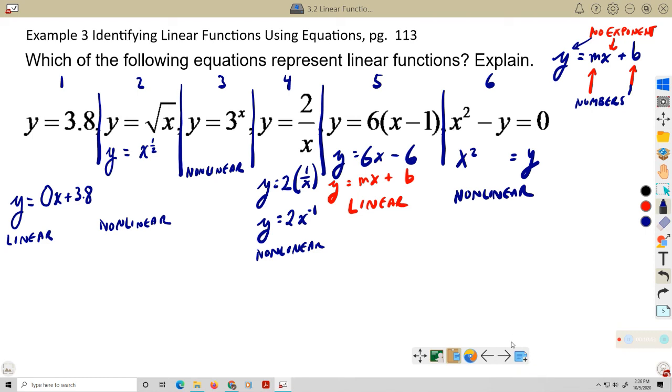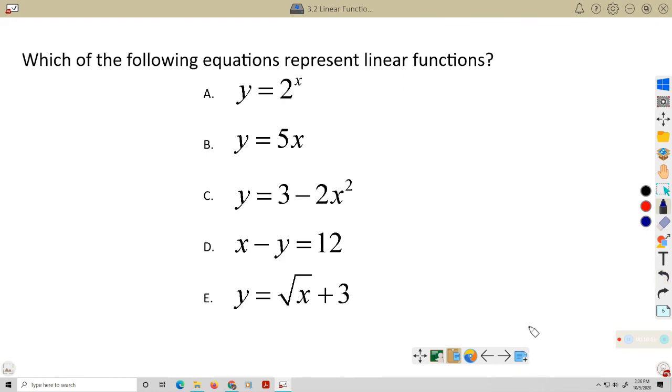Okay, let's take a look at this. You need to pause this here. You need to look at these, determine which ones are linear functions or not. You get those letters written down. This will be your exit question at the end of the pod. Pause it if you need to.